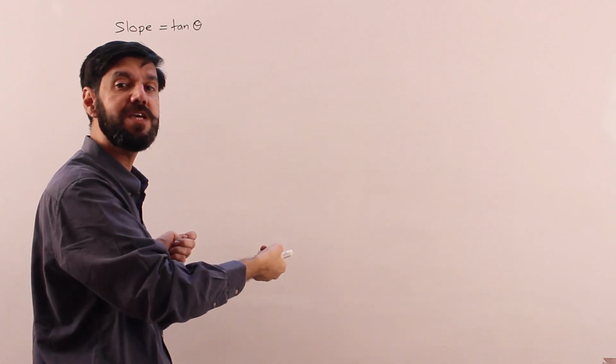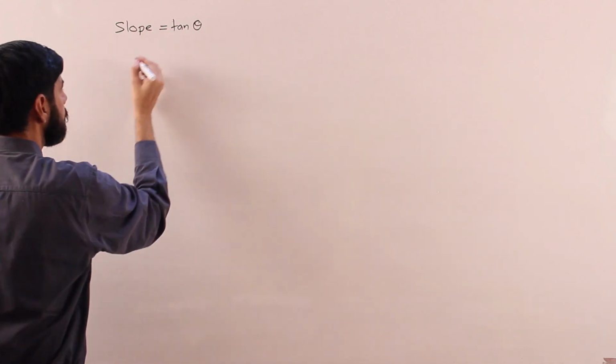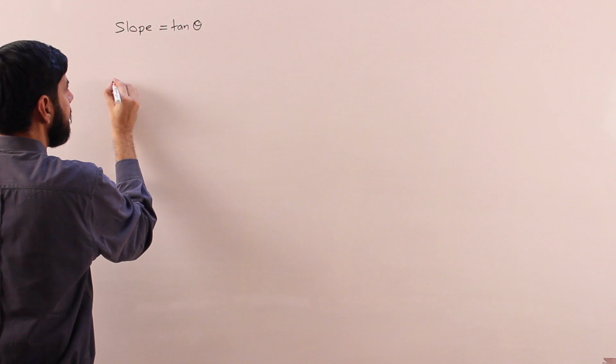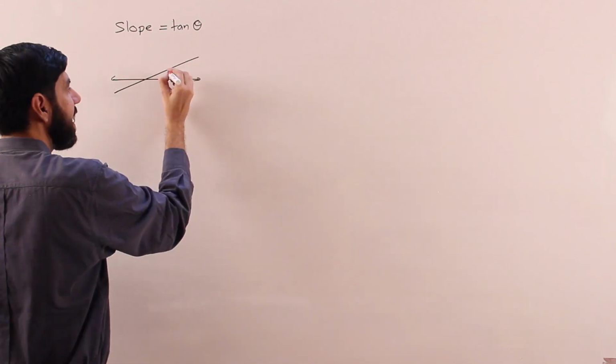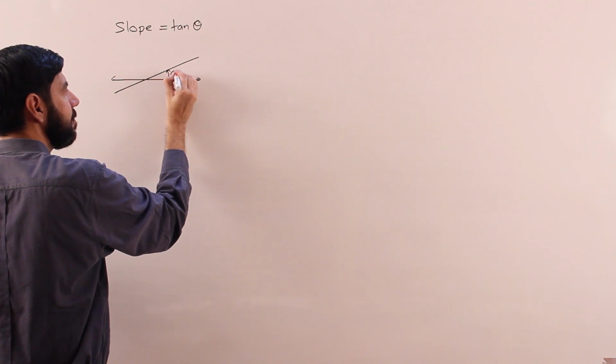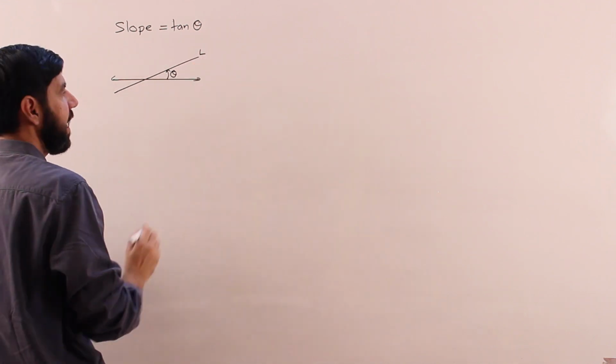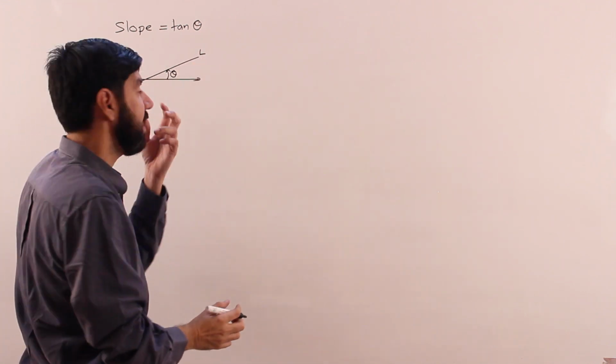And this angle theta is nothing but the angle from the direction of the positive x-axis. So what this means is, this is the x-axis. If this is my line, I take this angle as theta. Okay, so tan theta is going to be my slope.